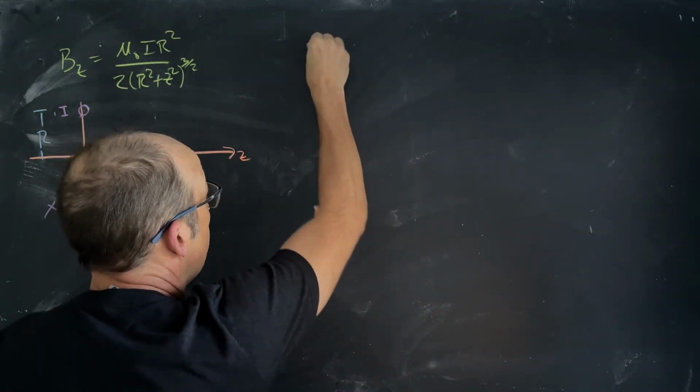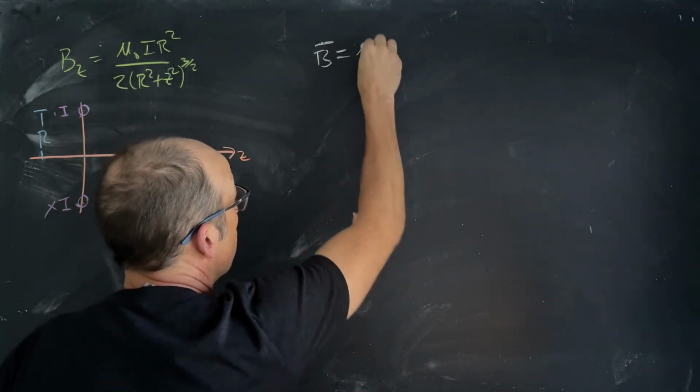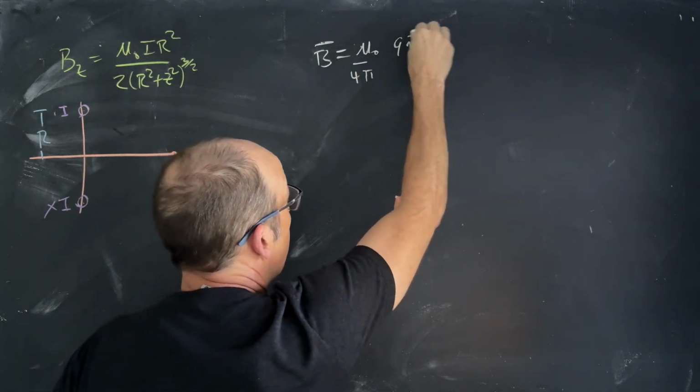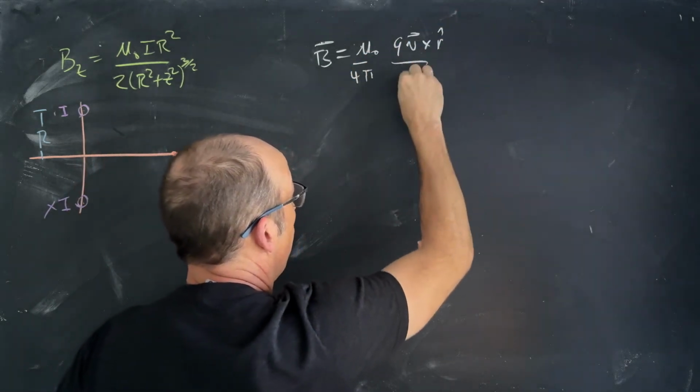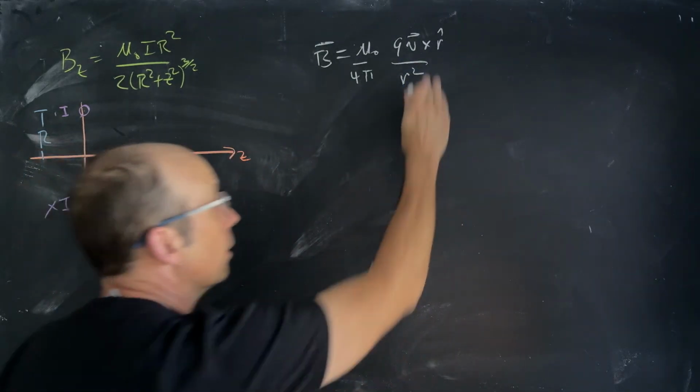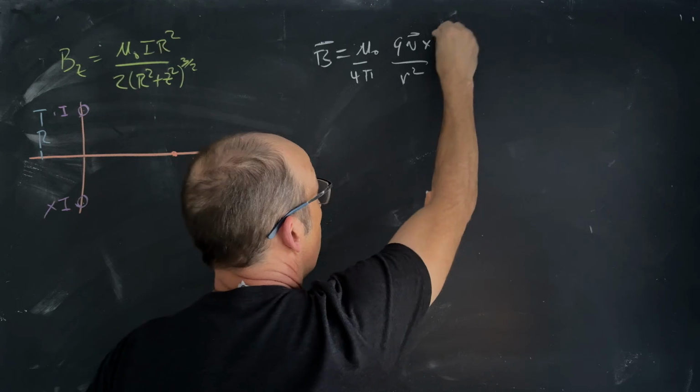Biot-Savart says the magnetic field due to a moving charge is mu naught over 4 pi, q v cross r hat over r squared. I'm trying to decide right now if I want to do r hat. No, I want to do r. Let's do r over r cubed.